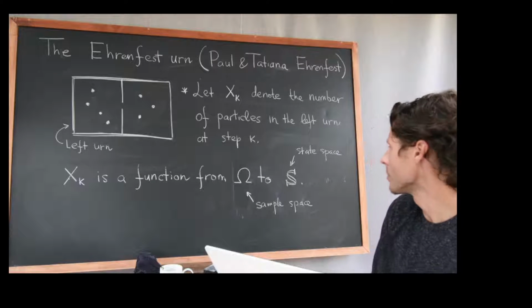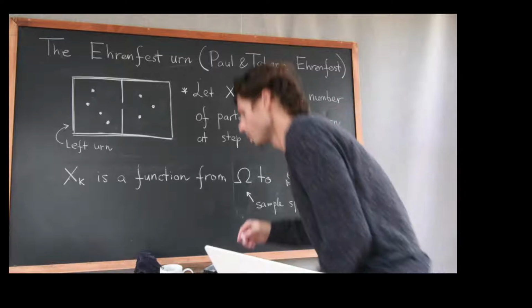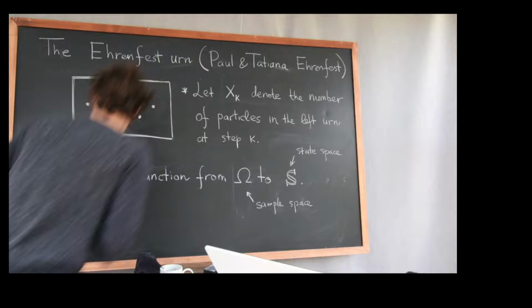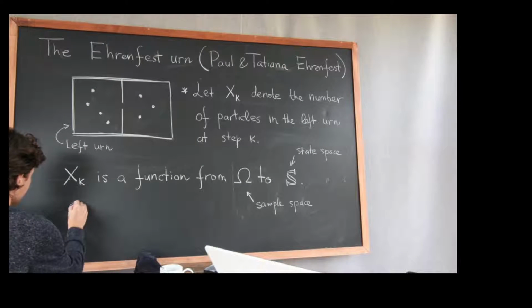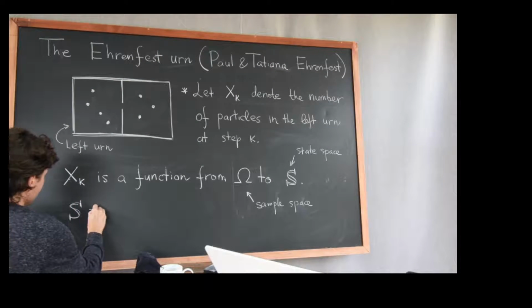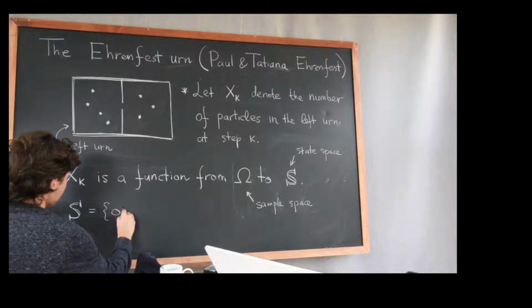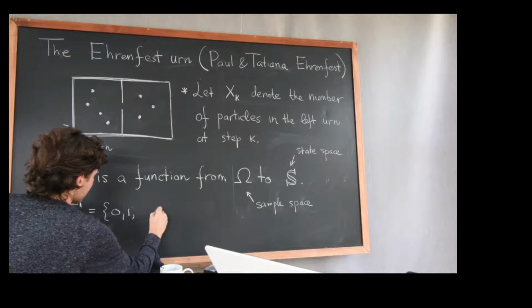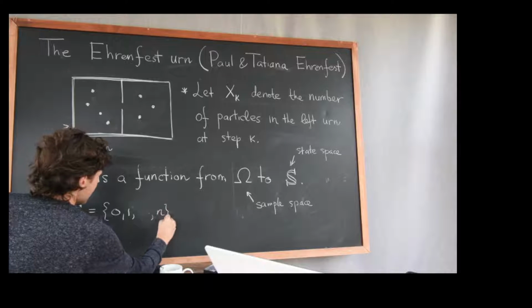So it seems reasonable to suspect that the state space here has a pretty simple description. It's just the numbers 0 through n.